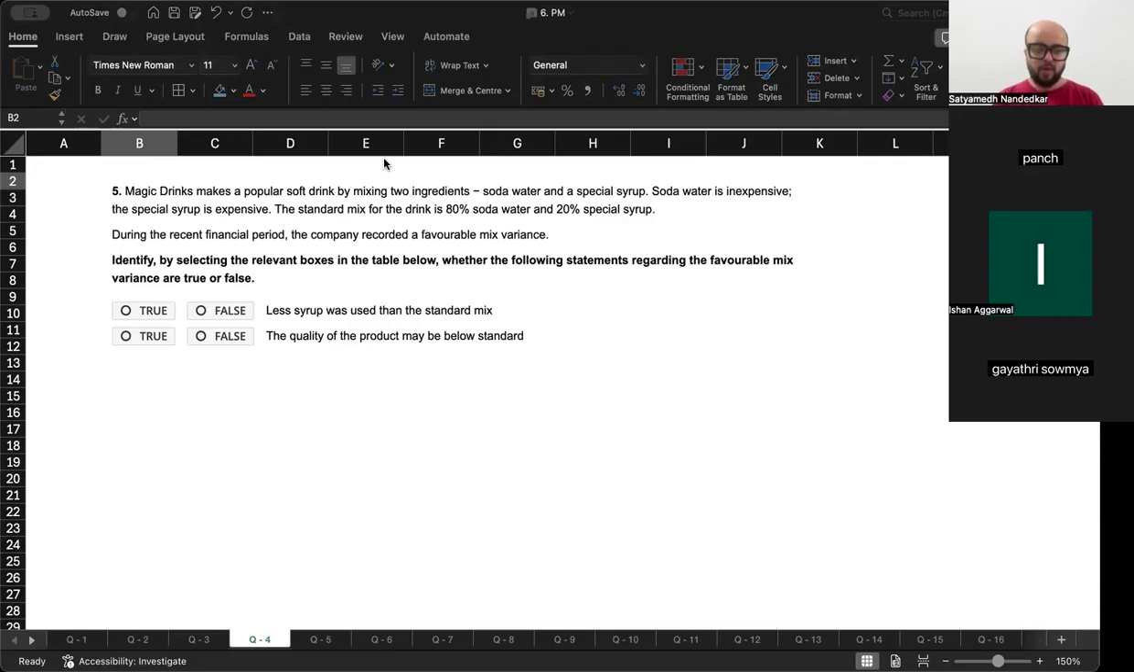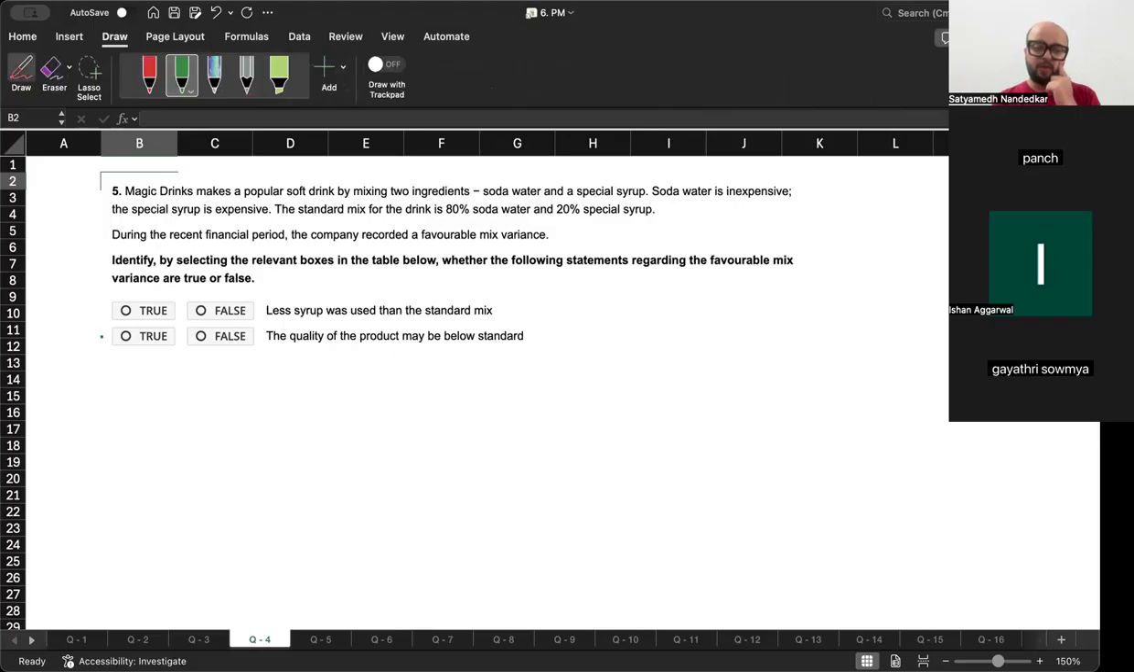Now, don't have that 10th standard approach that if one is true the other will be false. Both can be false, both can be true. Favorable mix variance. Less syrup was used than the standard mix. I'm sure you will agree that syrup is expensive, and they have written also that soda water is less expensive. So if you are using less syrup, naturally the mix variance will be favorable because you will save overall cost. And quality of product may be below standard.